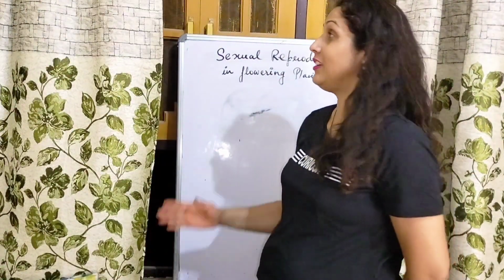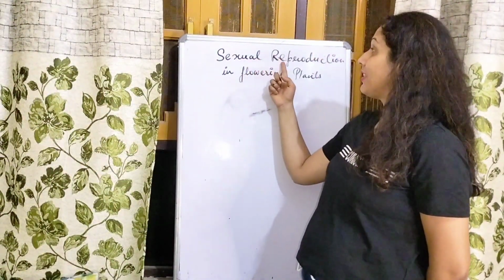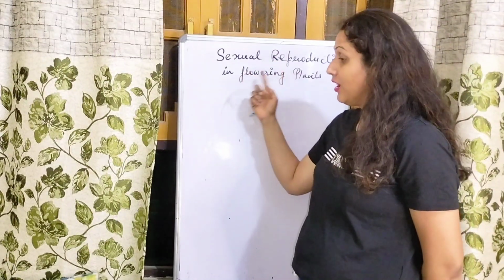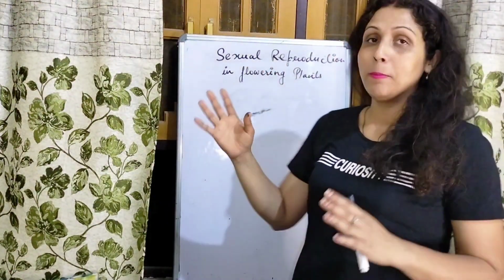Before we start the chapter, we need a small recap of the heading, sexual reproduction in flowering plants. Let us understand what sexual reproduction is. As we know, in sexual reproduction there is involvement of two opposite sexes, one male and one female. They both fuse to produce a zygote, and the zygote is converted into a new individual. The same thing happens in plants also, but the case is different and the sex organ is different.